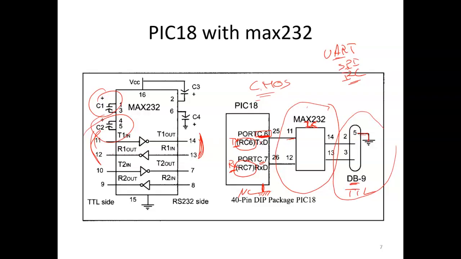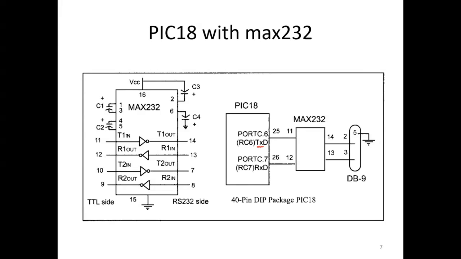The TX is connected to pin number 11, which is the transmission input, and here we have the transmission output, which is pin 14, which should be connected to the RX. The RX should be connected to pin number 12, which is the receiving output. And the receiving input should be connected to the TX of the DB9 connector. So the TX is connected to the RX, and the RX is connected to the TX.